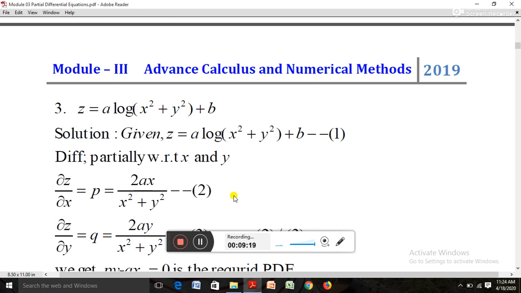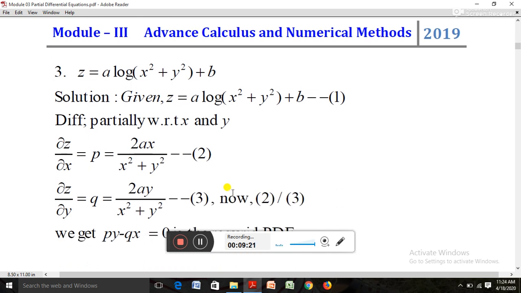Okay. Similarly we take another example. This is the third question: z is equal to a into log of x square plus y square, plus b. Here also we can eliminate a and b, which are the arbitrary constants. The solution is z is equal to the given equation, that is equation 1.